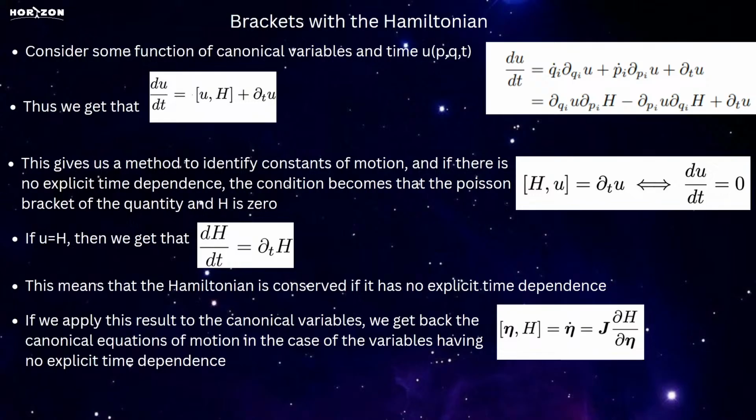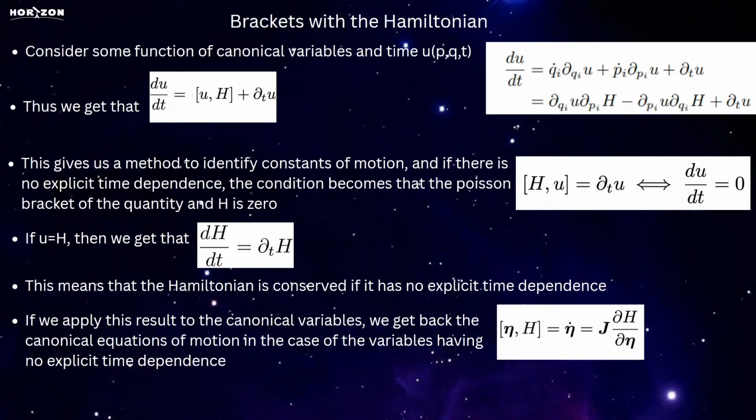Now let's say u is H in this case. Then the LHS becomes dH by dt. The bracket of H with itself is 0, and you get plus partial H with respect to t. And this is an interesting result. It states that if the Hamiltonian has no explicit time dependence, it is a constant. It doesn't matter if the coordinates themselves depend on time. As long as there is no explicit time dependence, the Hamiltonian remains constant.